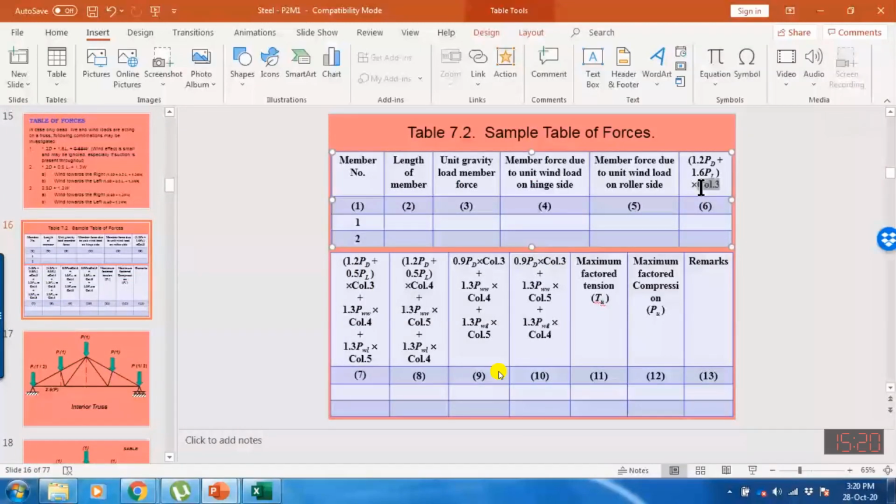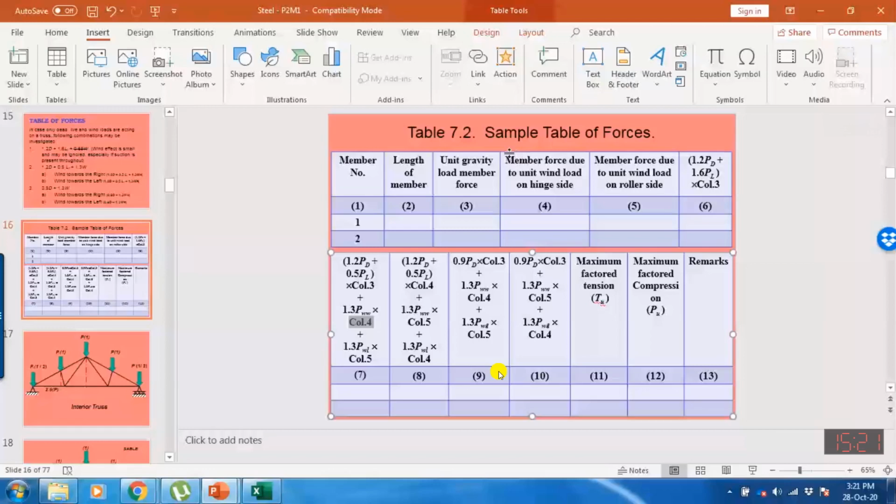Here this column number 3 I have to multiply. Why this column number 3? Because in column number 3 I have given the unit wind load analysis. The column number may be different in different books. Here, what is column number 4? P 1.33, because I have provided the wind load analysis from the hinge side, and when the wind is acting from the hinge side, the roller side will become the leeward.